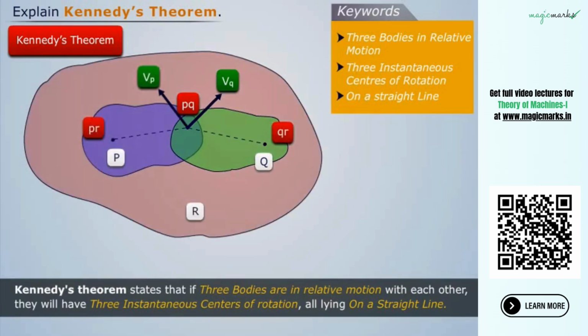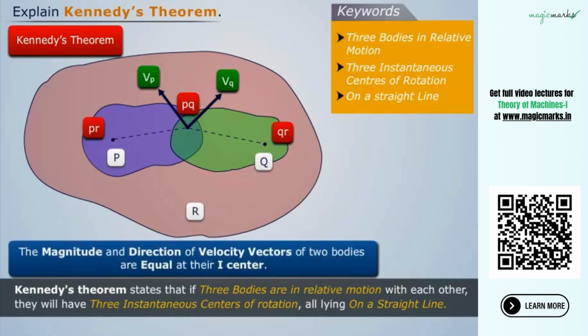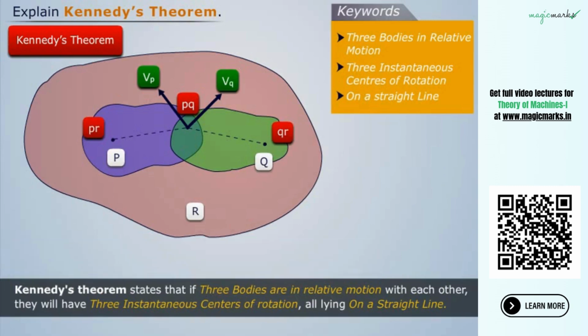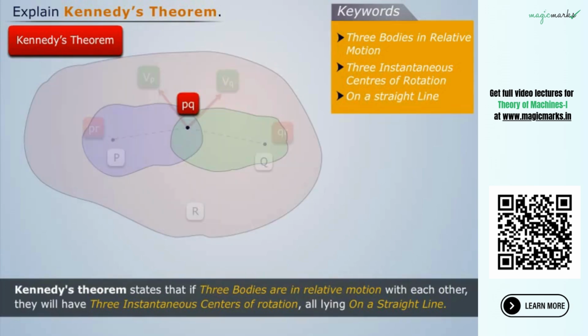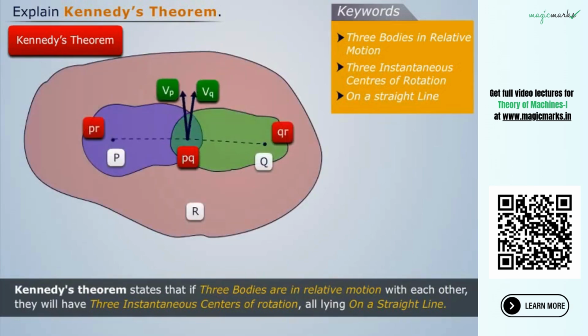From the definition of instantaneous center, we know that the magnitude and direction of velocity vectors of two bodies are equal at their instantaneous center. Here, the direction of velocity vectors VP and VQ would be the same only if point PQ lies on the straight line joining PR and QR.